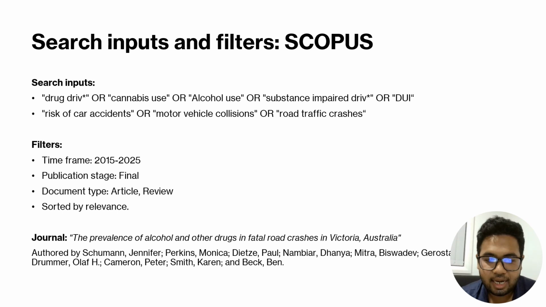So from that, I chose the journal which is the most relevant to my topic, and that is the prevalence of alcohol and other drugs in fatal road crashes in Victoria, Australia. It is authored by Schumann, Jennifer Perkins, and some other people.